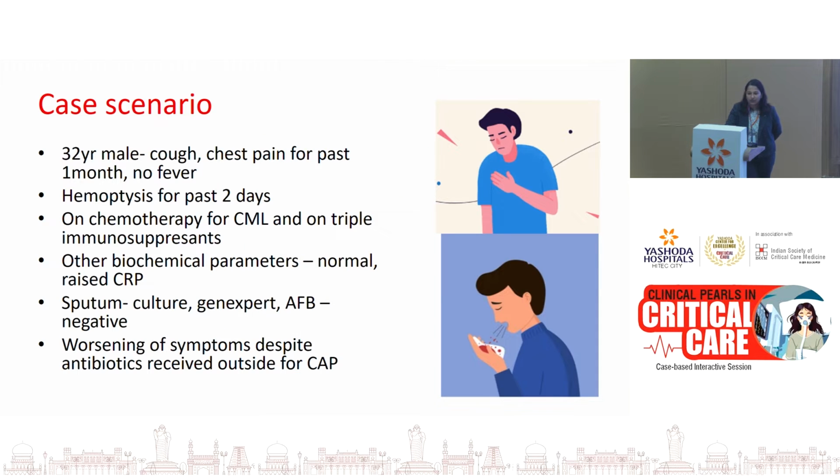So coming to the second case, he is a 32-year-old male who presented with cough, chest pain for 1 month. He did not have fever. Hemoptysis was present for the past 2 days. He was on chemotherapy for CML on triple immunosuppressants. The other biochemical markers were normal. He had a raised CRP. The sputum culture and GeneXpert were negative, and he had worsening symptoms despite the administration of antibiotics which he received outside for CAP. So in this case, what would be your diagnosis?